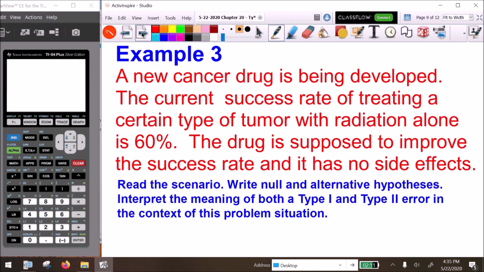Read the scenario, write the null and alternative hypotheses, interpret the meaning of both a type 1 and type 2 error in the context of this problem situation. So our null hypothesis would be that they're successful at treating the tumor 60% of the time. And the alternative hypothesis would be that with the advent of this new drug, they're actually successful more often than 60% of the time.